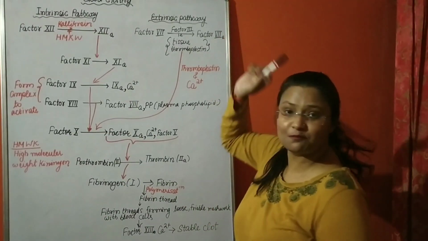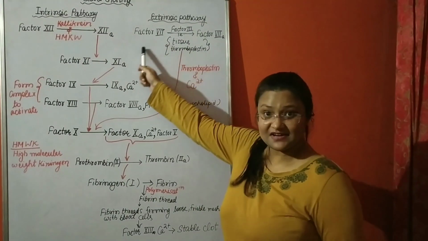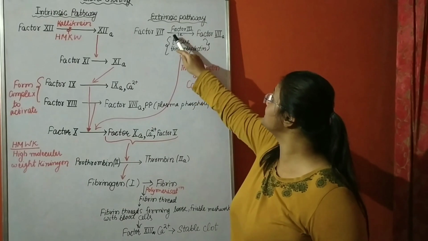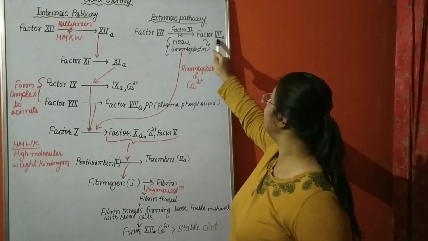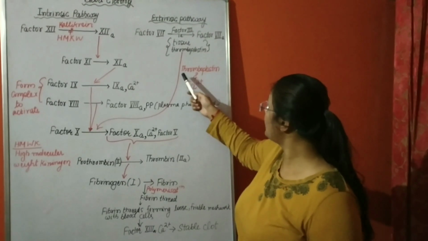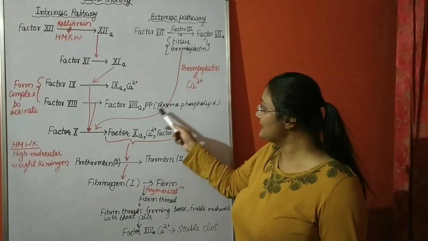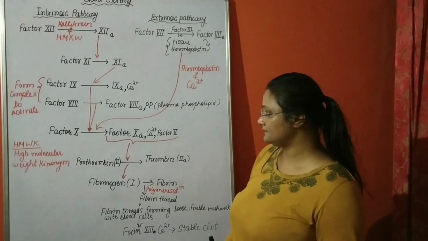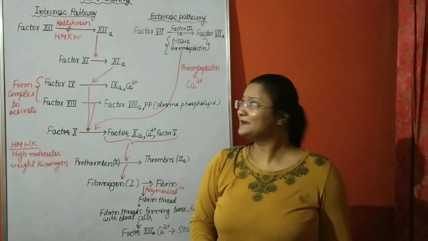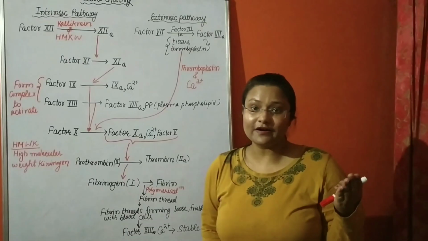Now let us understand the extrinsic pathway as well. In the extrinsic pathway, factor 7, along with TF or tissue thromboplastin, which is factor 3, gets activated into factor 7A. Once it becomes activated, then with the help of thromboplastin and calcium, it acts upon factor 10, and factor 10 gets converted into 10A, and then the entire procedure is the same. So basically the extrinsic pathway has fewer steps as compared to the intrinsic pathway. So that's how a blood clot is formed in our body.